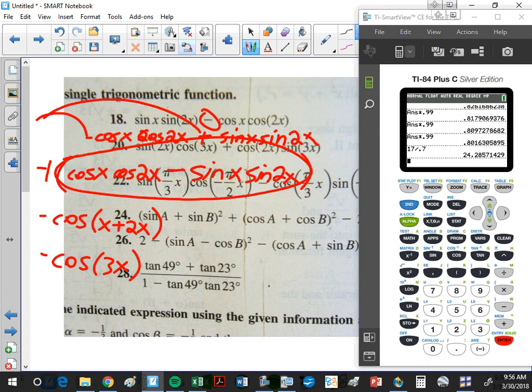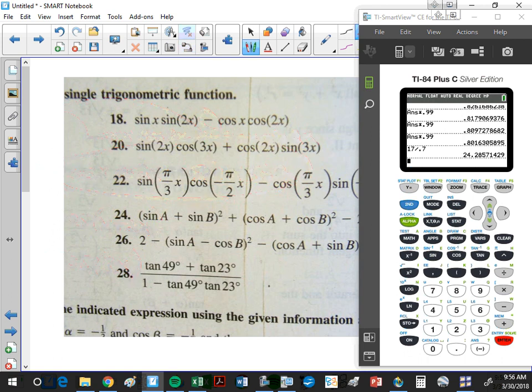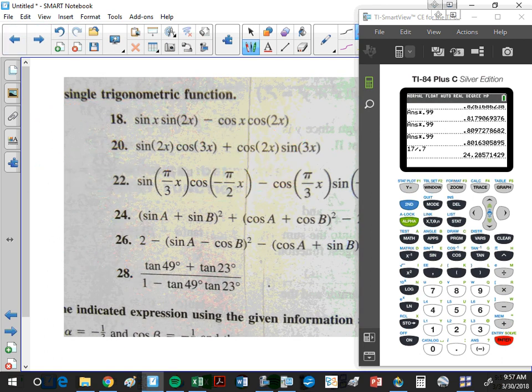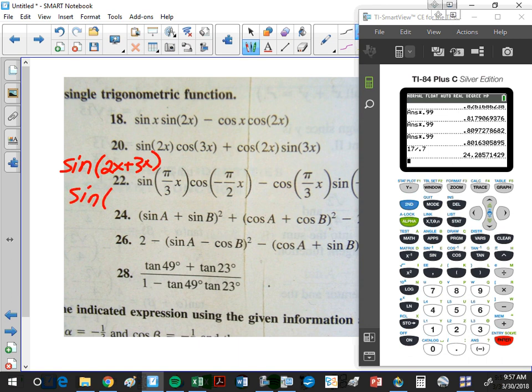Okay, number 20. Does number 20 match up with anything we see? Yeah, it's a straight up sine. Oh, wait a minute. Did we mess up? No, we didn't. We're good. So number 20 is going to be the sine of 2x plus 3x, which is just the sine of 5x. That's it.